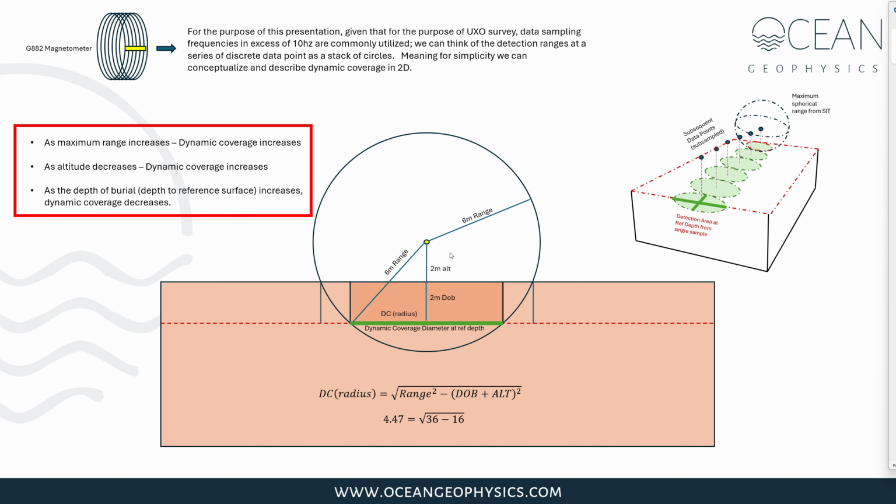So as maximum range increases, dynamic coverage increases. As altitude decreases, dynamic coverage increases. But as depth of burial increases, dynamic coverage decreases. And it's this relationship between altitude, maximum range, and dynamic coverage, which means that if one is operating a survey and there is a push to complete that survey quickly, it can lead to decision making which may cut survey time, but will drastically reduce quality and validity of acquired survey data.